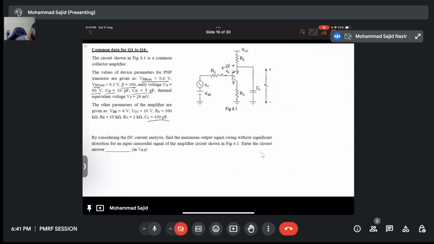CL, the load capacitance, as in the earlier question, is also 100 picofarad in this one as well. Supply voltage is 10 volt, RS is 100 kilo ohm, RC and RE are 10 and 2 kilo ohm respectively. So by considering the DC current analysis, find the maximum output signal swing without significant distortion for an input sinusoidal signal in the amplifier circuit shown in figure 6.1. So we need to find the signal swing peak to peak voltage such that the signal is not distorted.